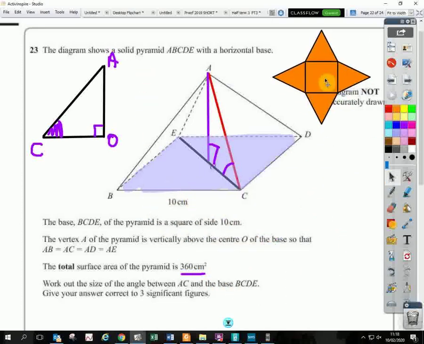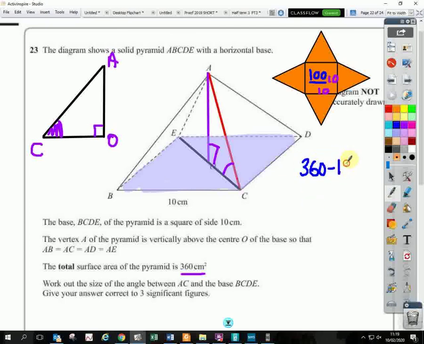Okay, so we have something that looks like this. Now we know that the base is a square, so that's 10 by 10. We also know that the other 4 triangles are the same size. So the total surface area is 360. The square on the bottom has an area of 100 centimeters squared. And that means we can work out what each of the triangles is equal to as well.